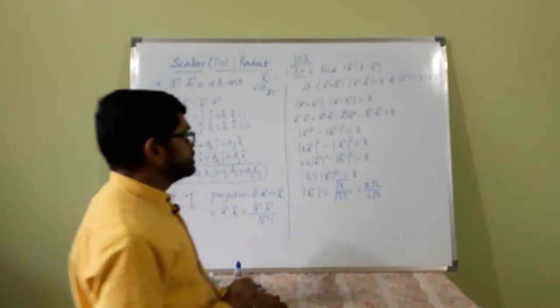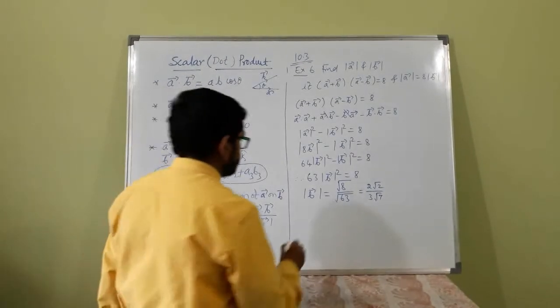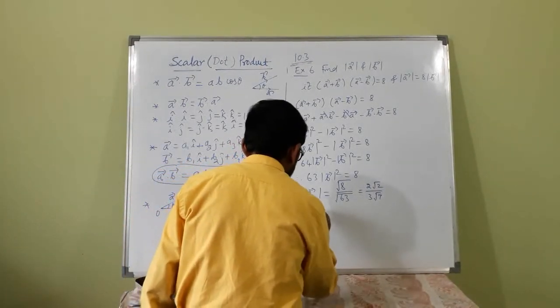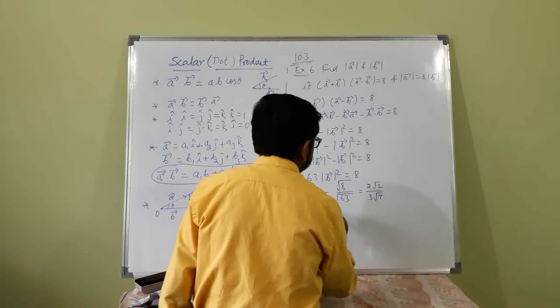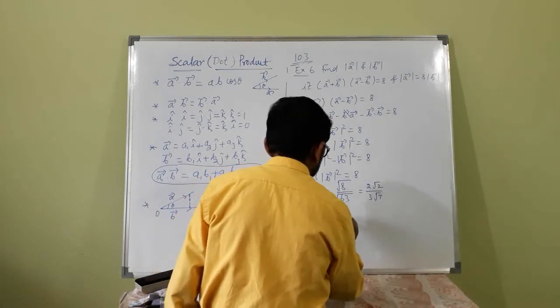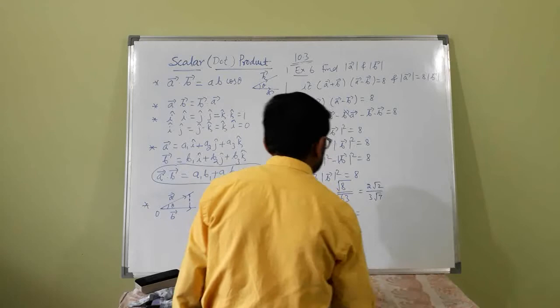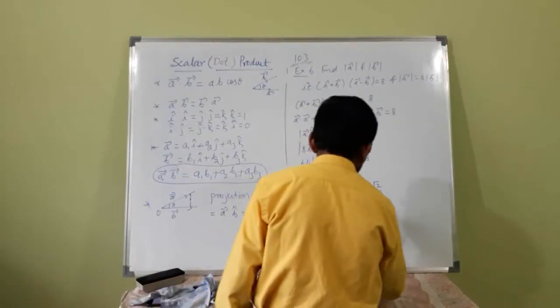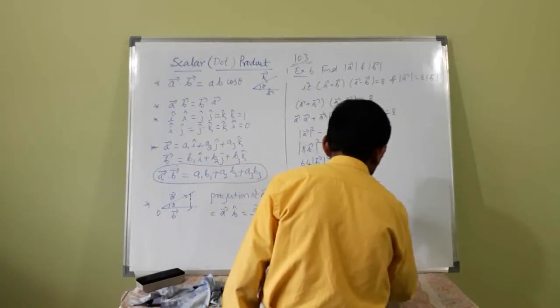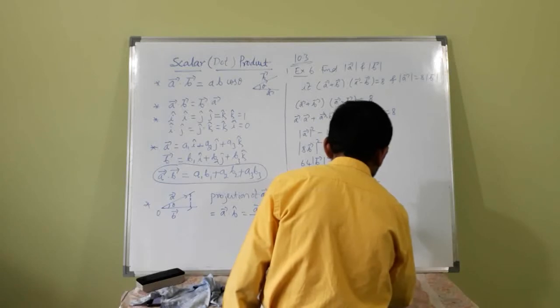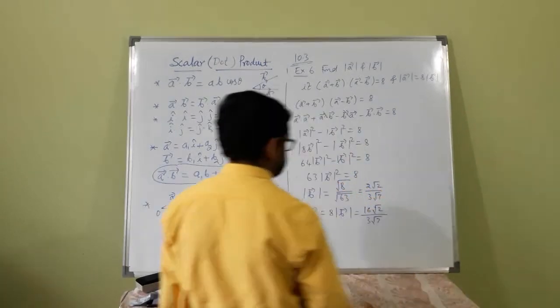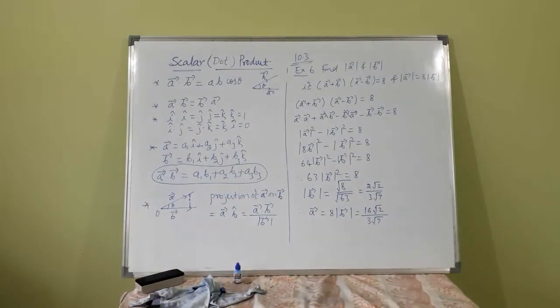B is that much. What about A? Therefore, A is equal to 8 times magnitude of B, which implies 8 into 2 is 16, root 2 divided by root 7. Okay. This type of example is asked. I don't know the same one or not.